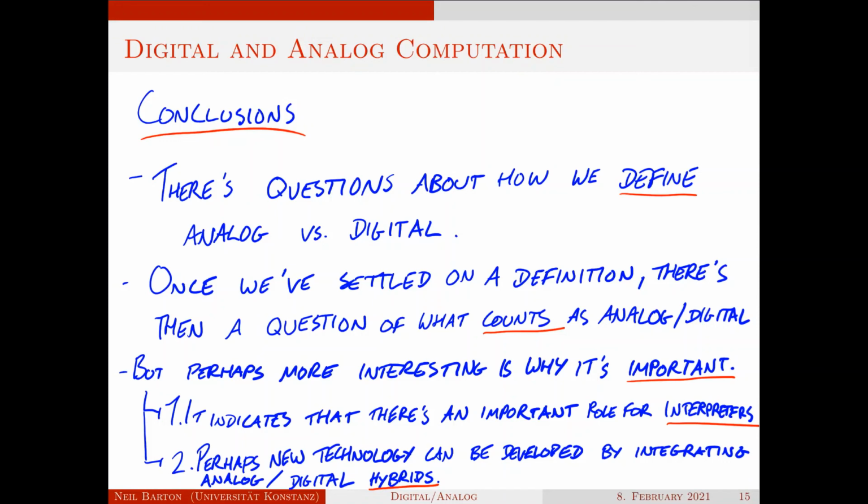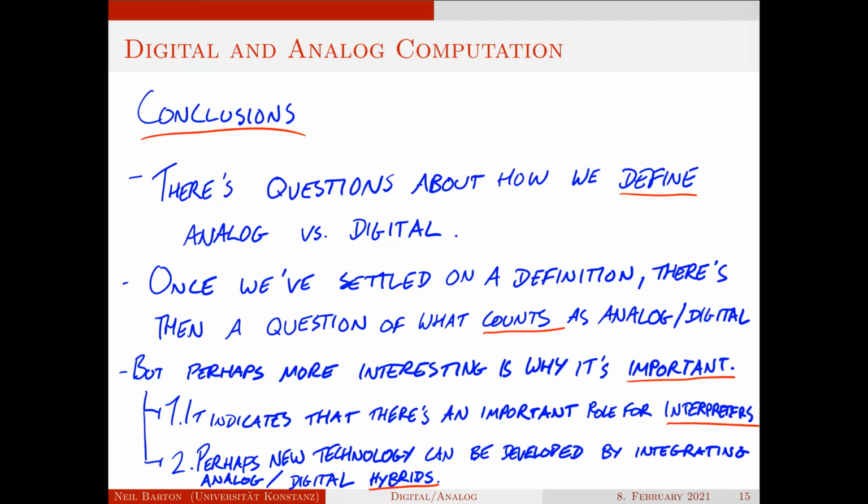Okay, grand. So that's a bunch of questions about how we define analog versus digital computation. I just want to sum up with a couple of points that are the main takeaways, I think. So first, once you've settled on a particular definition, there's another question of what counts as a particular analog or digital computation. We saw that on the last slide with quantum computation. It's not entirely clear. Perhaps the more interesting question, rather than just coming up with a good taxonomy between analog and digital, is why we want to have this distinction.